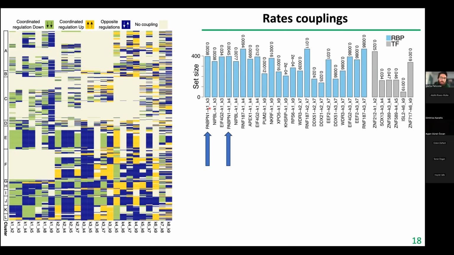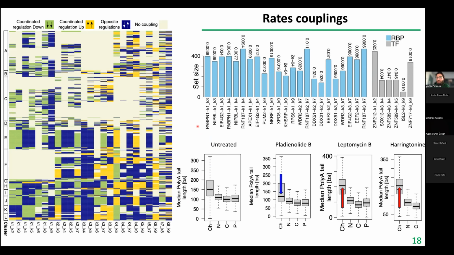Specifically for K1 and K3 and K1 and K4, we found PABPN1, which is an interesting RNA binding protein involved in the biology of poly-A tails. And we decided to further investigate this potential regulatory layer and potentially coupling layer. Specifically, we profiled poly-A tail length across several fractions: chromatin, nucleoplasmic, cytoplasmic, and polysomal. Of course, in untreated K562 cells, but also after treatment.